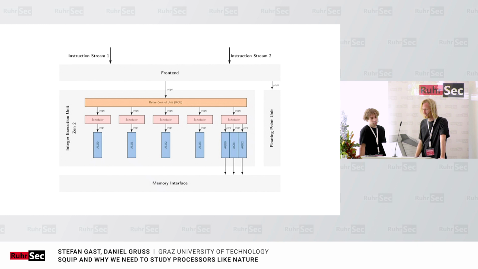For example, on Zen 2, it looks like this. We have the microops. They come to the retire control unit, and the retire control unit just forwards them to these scheduler queues, and the scheduler queues then decide, based on whether the corresponding execution unit is ready and the input operands are ready, which of these micro operations to execute next.